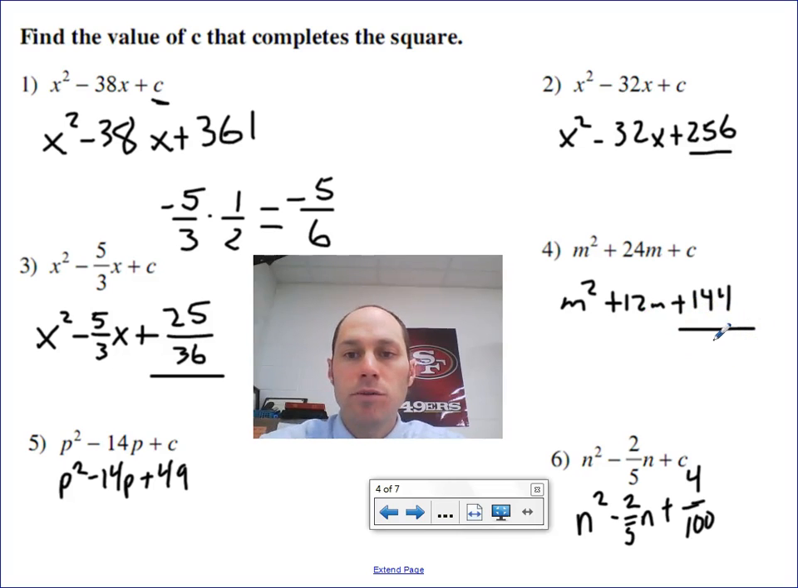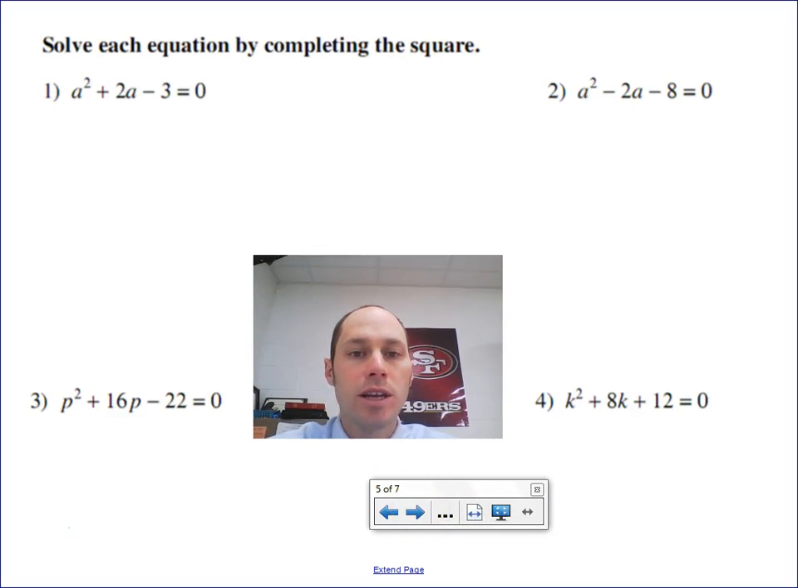C value is a positive 144, number 4. 49 for 5 and 4 100ths, or 2/50ths if I want to simplify it down for number 6. So that's the basics. Got to understand how to find the c value if we want to complete the square. Next, I'll show you how we can use that to help us solve an equation.